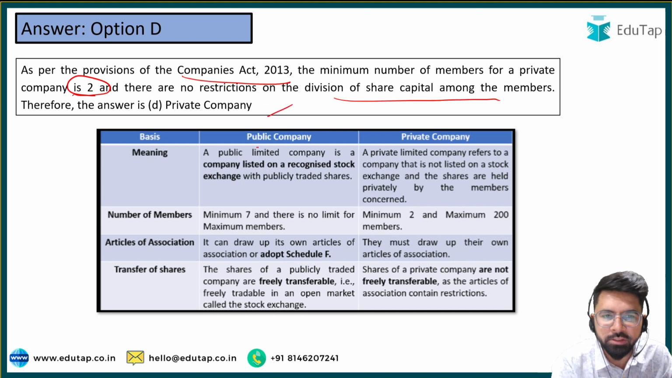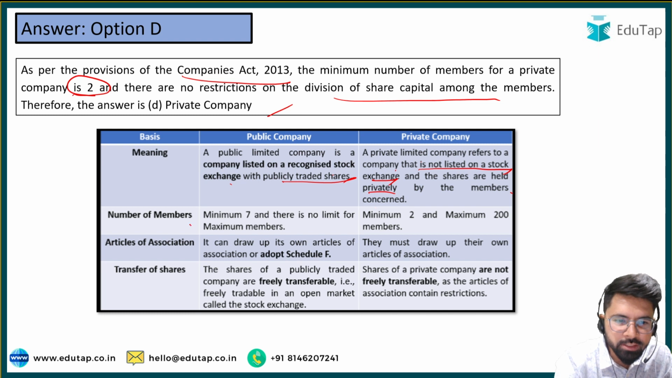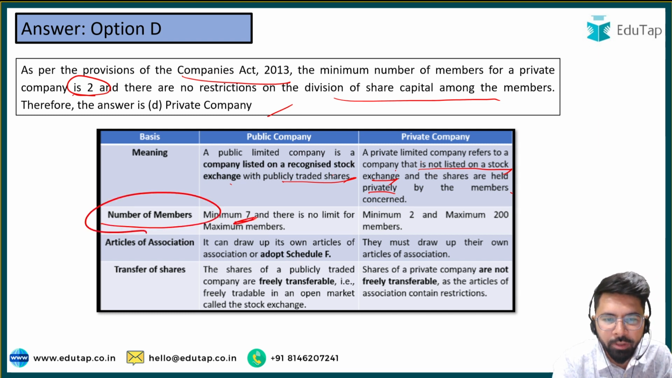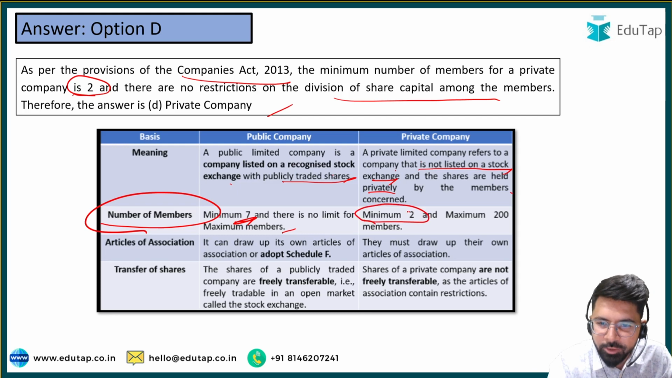There are certain differences between the public company and private company I would like to mention here. A public limited company is a company listed on a recognized stock exchange with publicly traded shares. A private limited company refers to a company that is not listed on a stock exchange and the shares are held privately by the members concerned. See, this is a very important point, number of members. In order for a public company to be formed, minimum 7 members are required, and there is no limit on the maximum number. When it comes to a private company, there should be minimum 2 members and maximum 200 members.